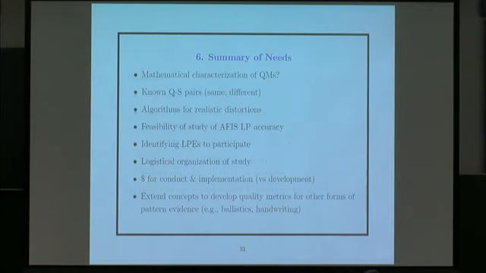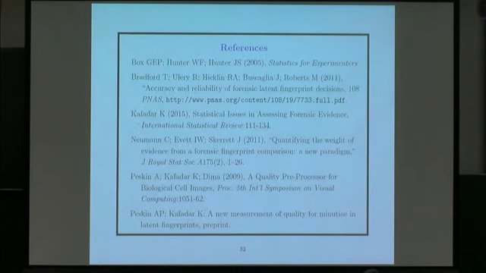So I think one of my biggest challenges right now is to try to think of a mathematical characterization of these quality metrics. Trying to come up with known QS pairs. I don't think we have algorithms for realistic distortions, and we would still need that. Then a feasibility study, and identifying latent print examiners who are willing to participate. So the whole logistical study is going to be easier said than done.